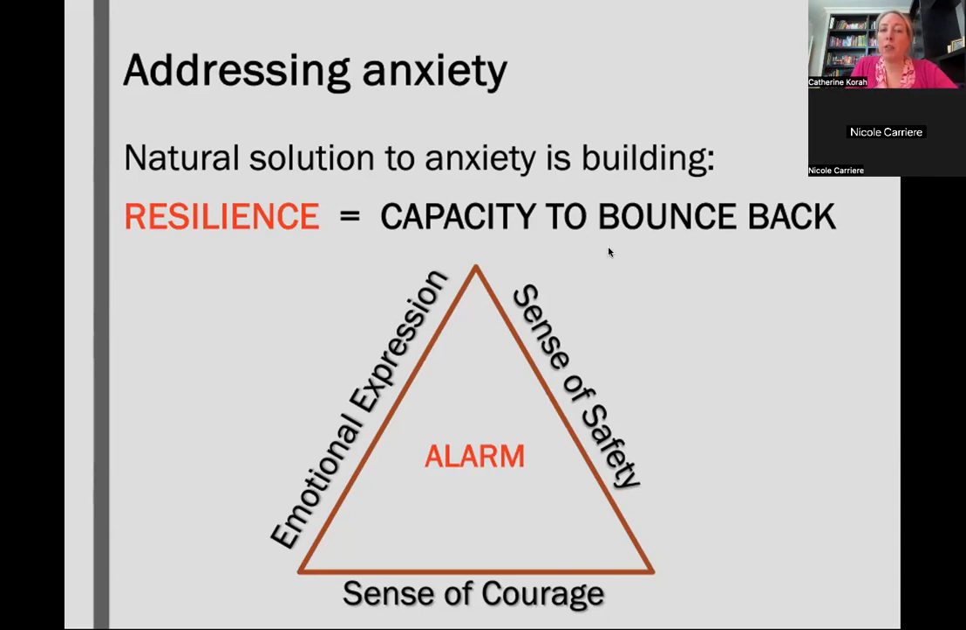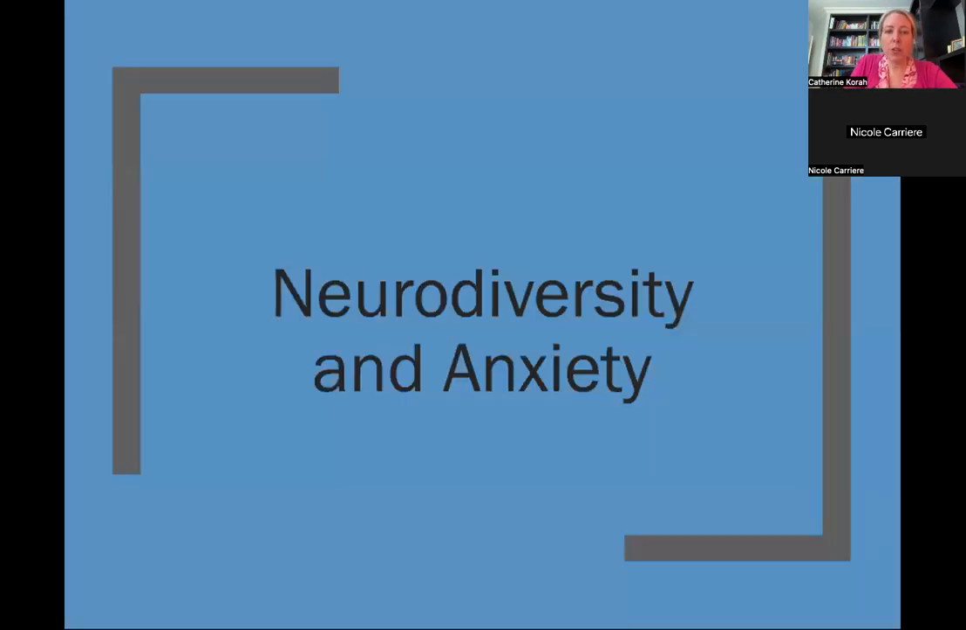And so we'll be walking through these three keys later. But first, I want to walk through the neurodivergent population, and then I'm going to walk through the complex trauma population and unfold that a little bit, so we can understand where to go if we know where we're at. So the next part of this presentation will look at neurodiversity and anxiety.